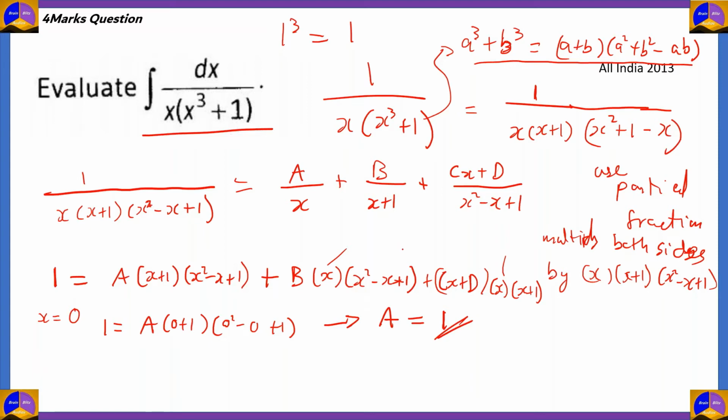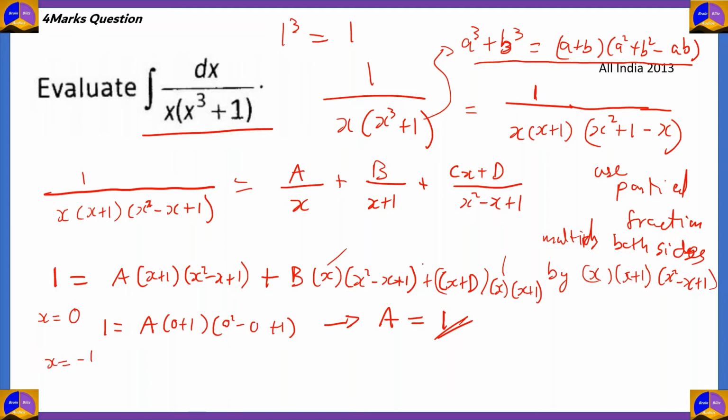Next scenario. We need to eliminate terms which have x plus 1. What do we do? You just multiply them with minus 1. Or instead, we can just put the value of x as minus 1. So minus 1 plus 1 becomes 0. The value of x is now minus 1.